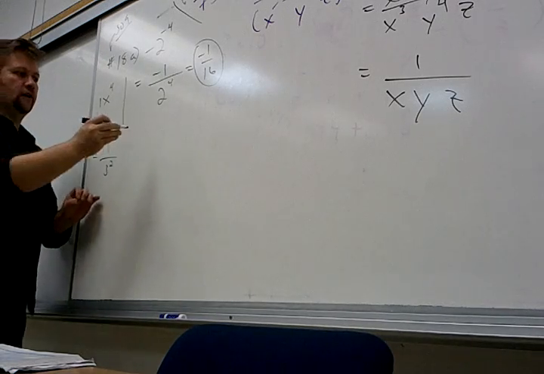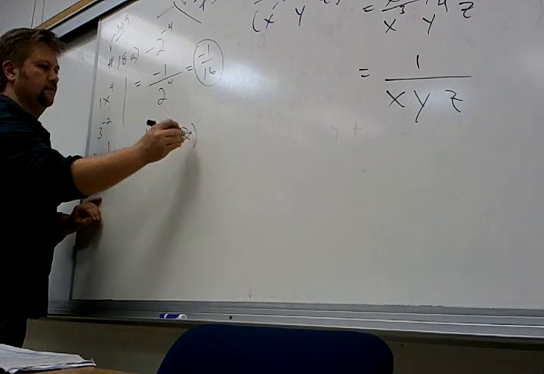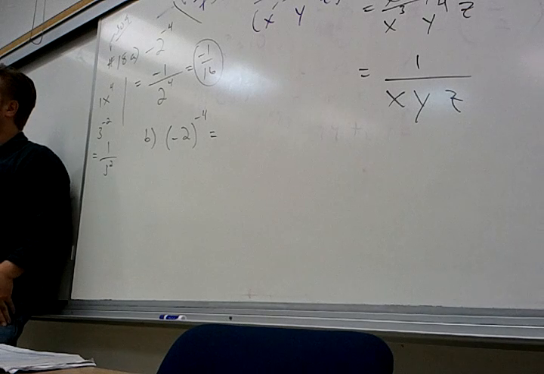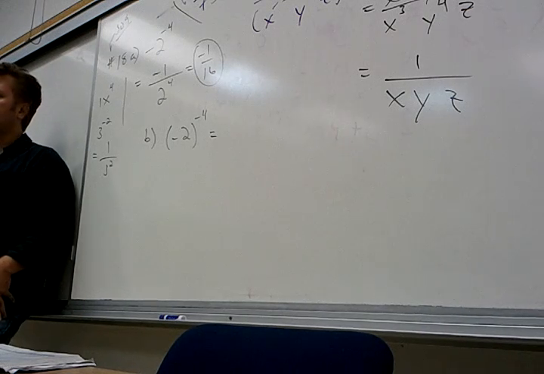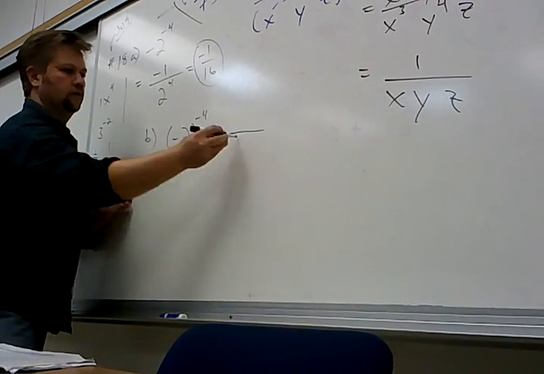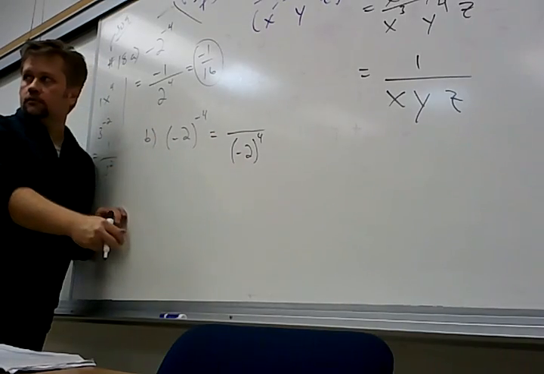Now the difference is, if I do this, I think this probably has to be part B. Yeah. Part B says this. Now that is different. What happens there? What's being raised to a negative power now? Everything in parentheses. So you flip the whole thing. The negative 2 goes down. And what's left up here?